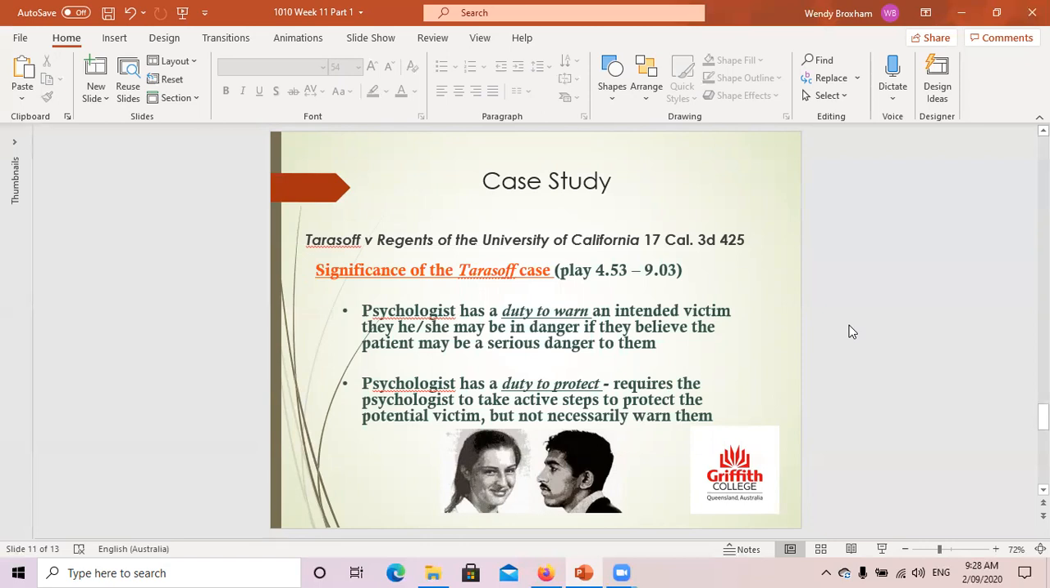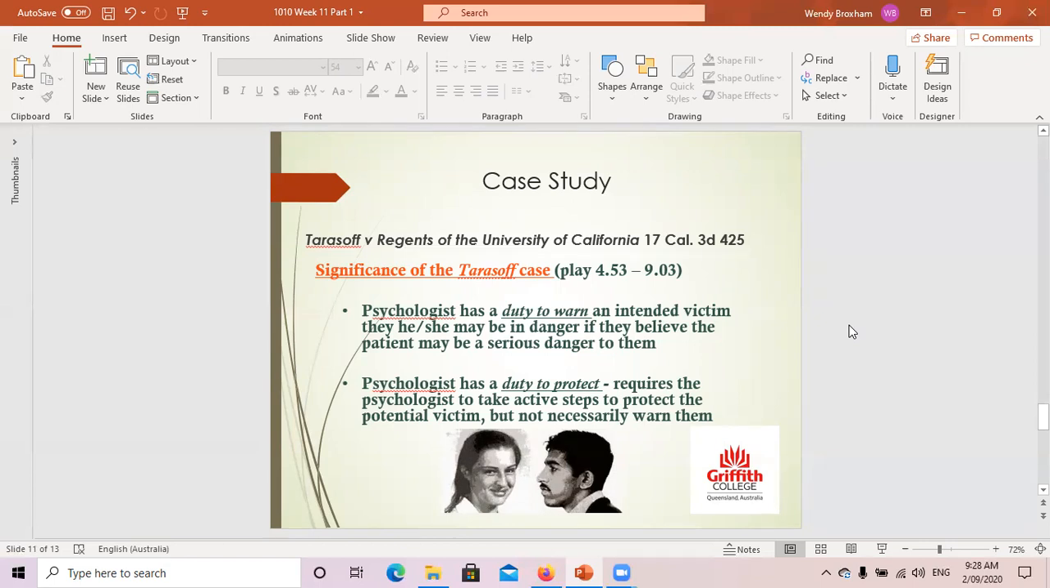And this changed again a couple of years later. So you don't necessarily here need to tell the person directly, as there are issues around that, like panicking them or overstating the threat, but they have to try and stop any harm coming to the intended victim.